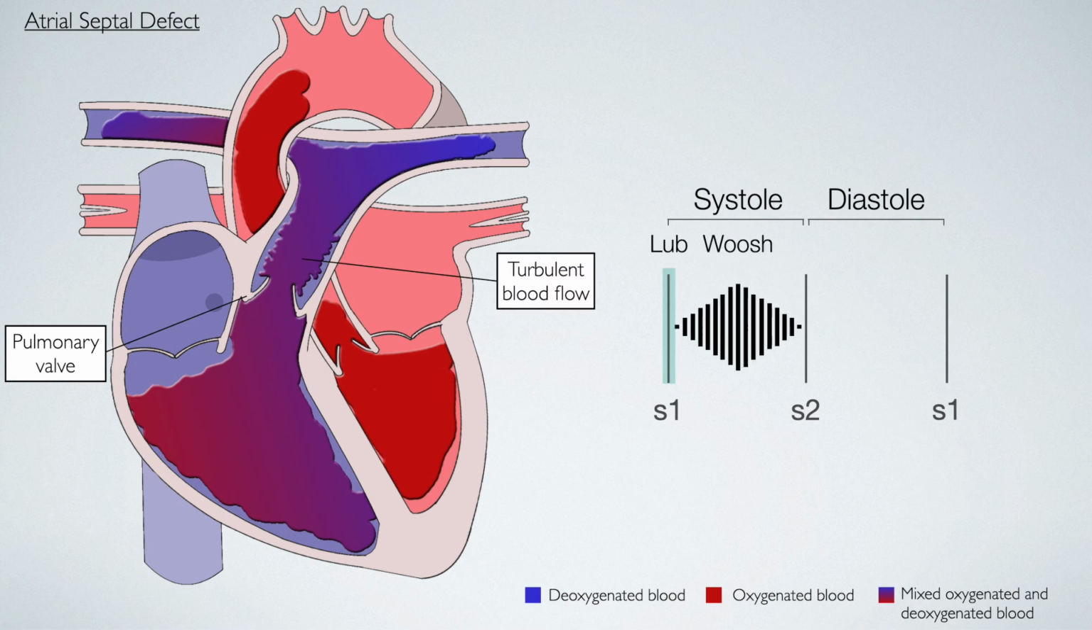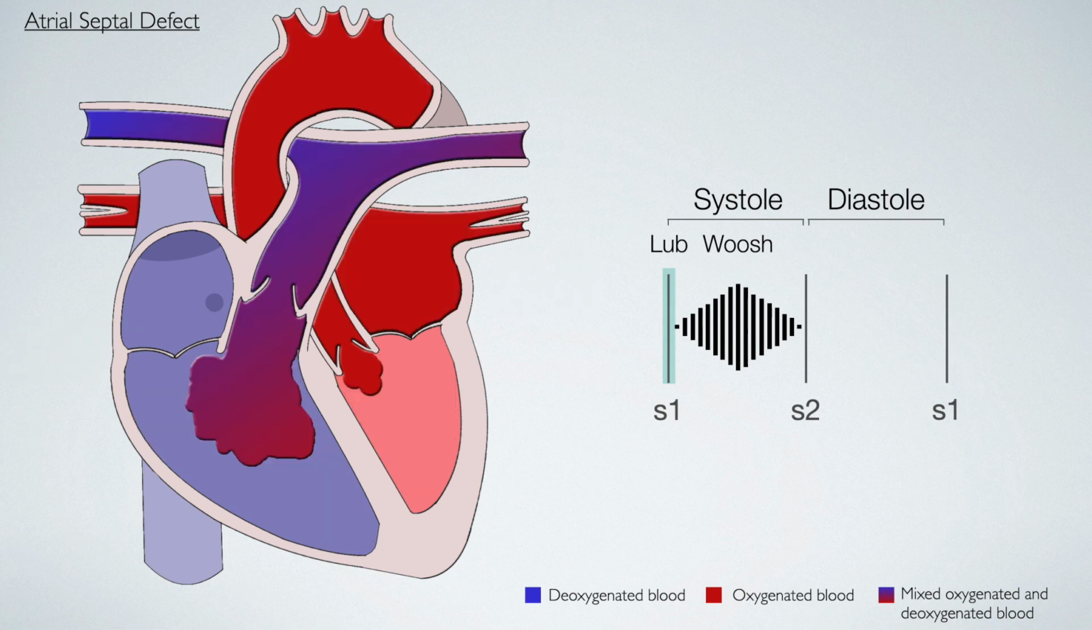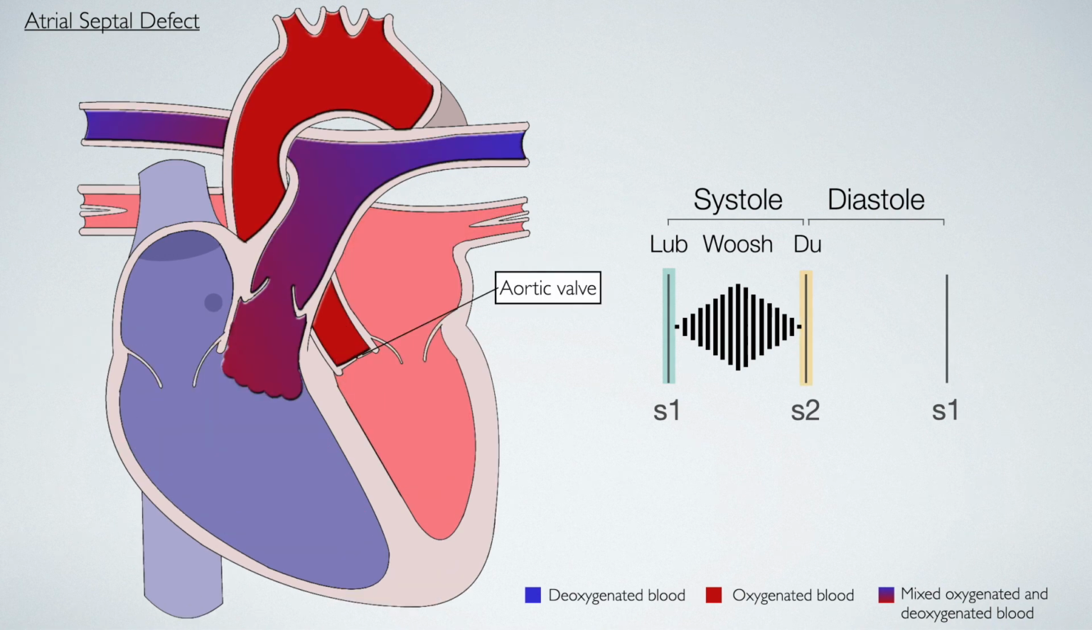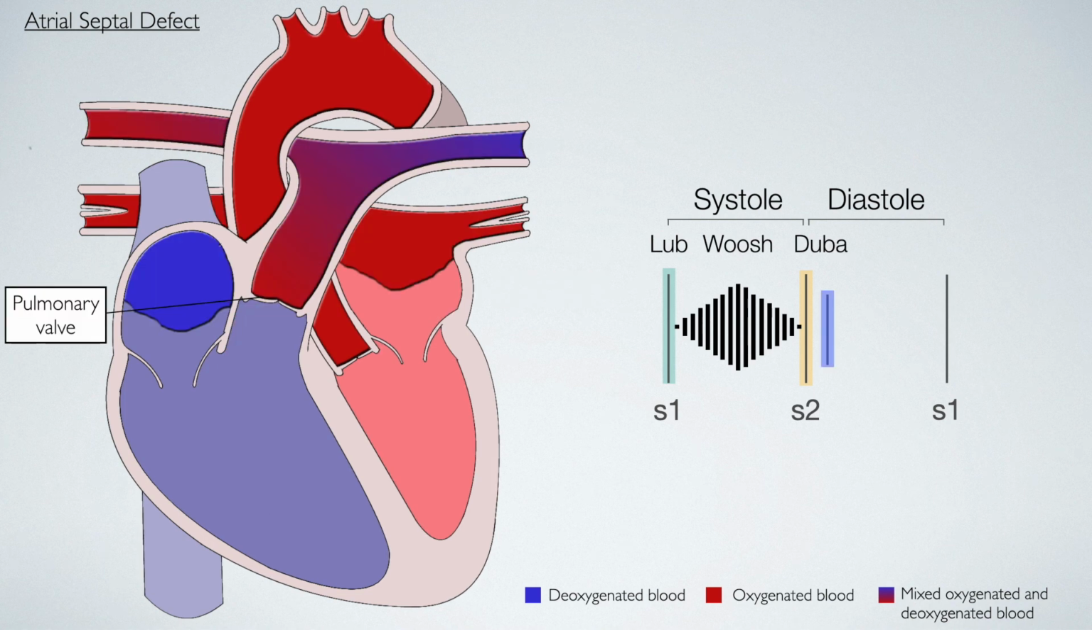As systole comes to an end, the aortic valve closes as normal, producing the first half of the S2 heart sound. The second half of the S2 heart sound is produced by delayed closure of the pulmonary valve, and this delay occurs again because of the increased volume of blood flowing out of the right ventricle. So let's watch this process now in an animation with the murmur added in.